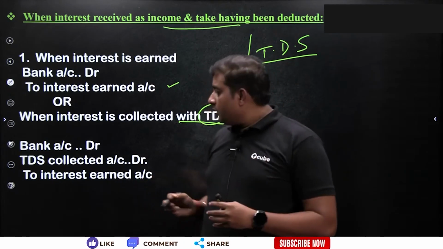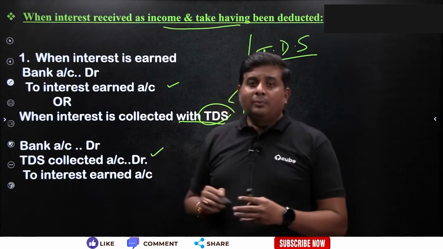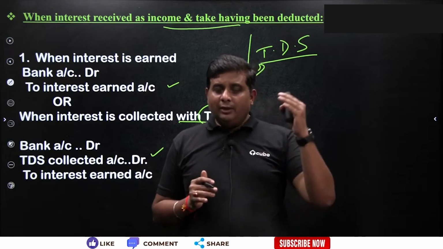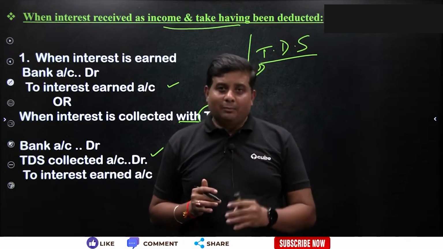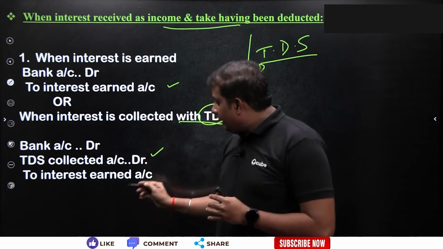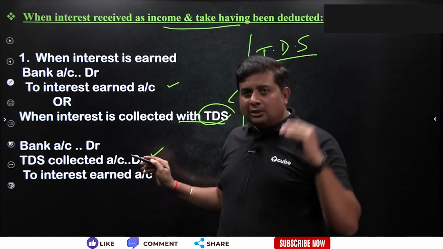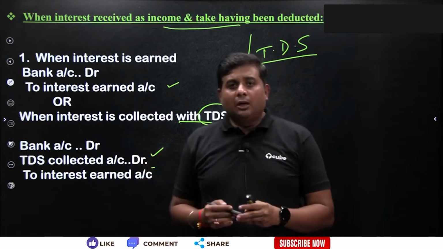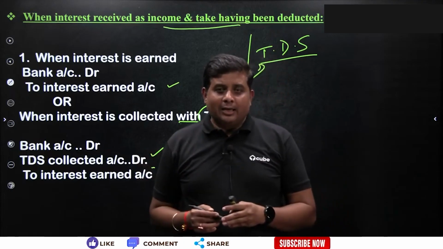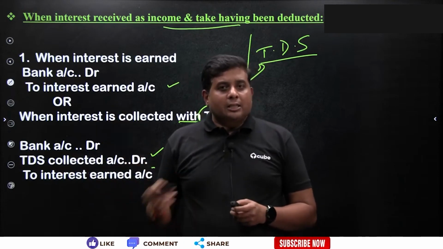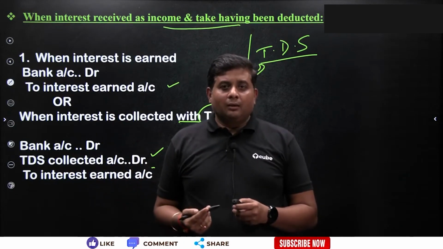Now you might have a question in your mind: why is the TDS collected account being debited? Because a portion of your income is being given to the government on account of your tax liability. You have earned the interest and a percentage, say 10% of this income, is being given to the government on account of your tax liability. So that is the reason tax collected is basically an expense for you, and that is why it is being debited.